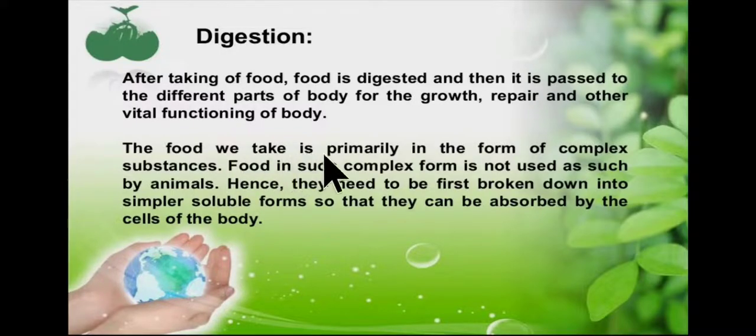The food we take is primarily in the form of complex substances. Food in such complex form is not used as such by animals. Hence, it needs to be first broken down into a simpler soluble form so that it can be absorbed by the cells of the body.